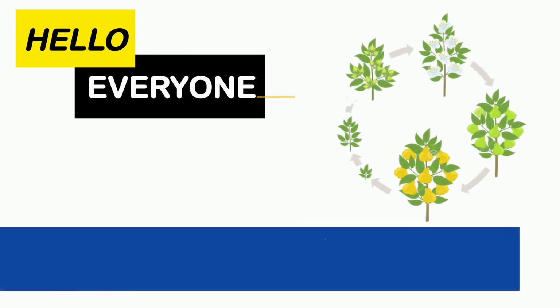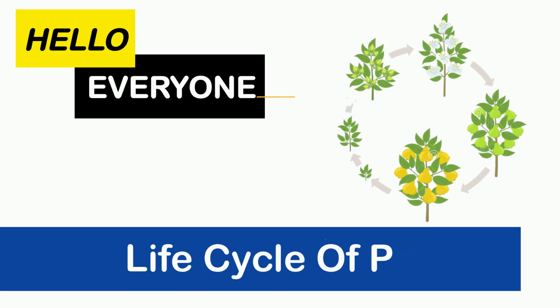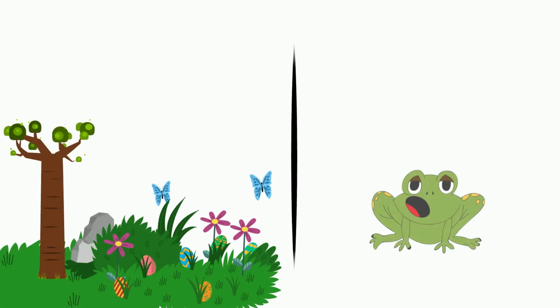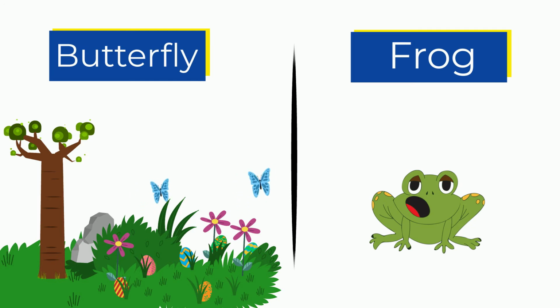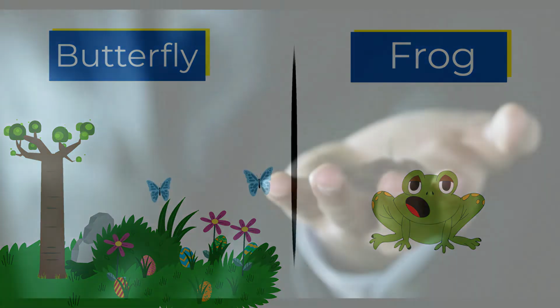Hello everyone! Our today's topic is the life cycle of a plant. As we have learned in previous grade, life cycle is the chain of different stages of life of living things from birth to death. We have learned about life cycles of animals including frog and butterfly. Now, we will look into the life cycle of a plant.